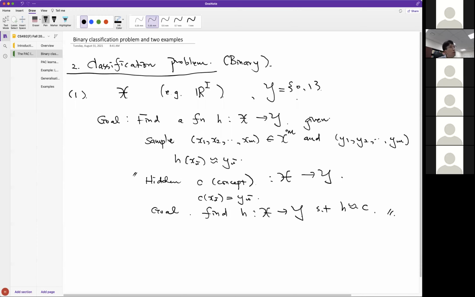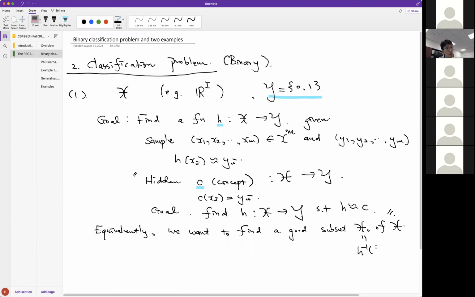Okay. And because the output is just 0 and 1, each of these functions h can also be understood as a subset. If you take the inverse image of 1, that defines a subset. So also the concept C can be viewed as a subset. So the binary classification can also be understood as a problem of finding an appropriate subset of X. Equivalently, we want to find a good subset X0 of X. Okay, and this X0 is obtained by taking the inverse image of 1.